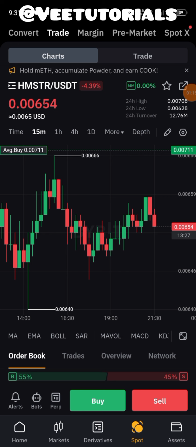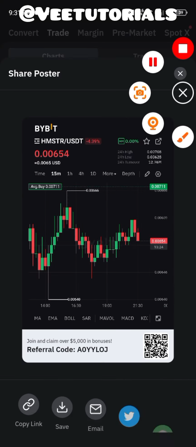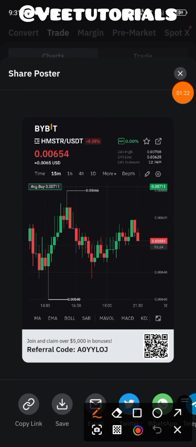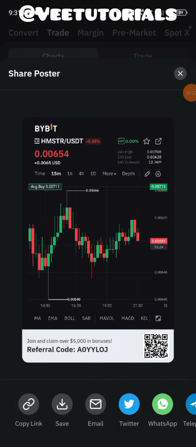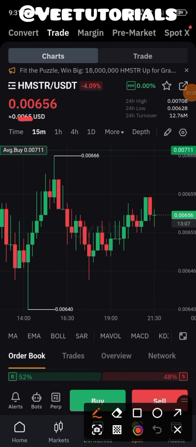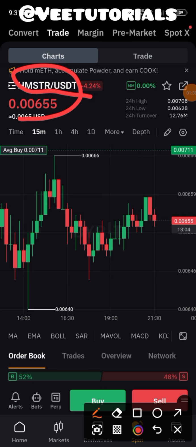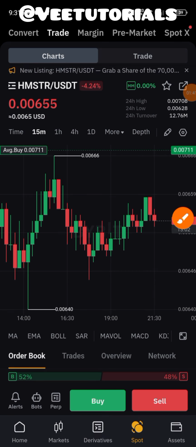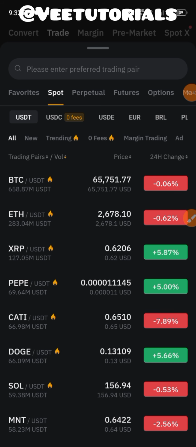If you navigate to this spot, you're going to choose Hamster. If you can see Hamster direct, that is okay. But if you cannot see Hamster direct, this is what you will do. You're going to click on this place to choose Hamster Kombat. Then you search for the coin you're looking for, which is Hamster.